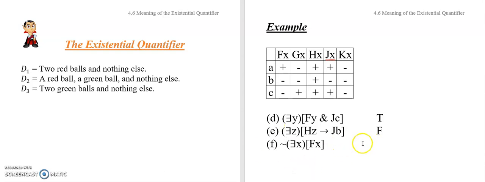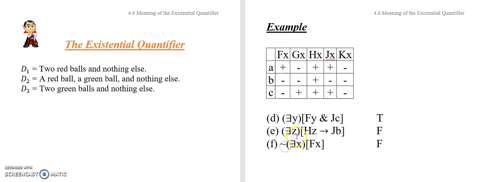So picture it without that pesky leading negation if it bothers you. But with the pesky leading negation, it says nothing is F. That's not true. At least one thing is F, namely the object A. So this statement is in fact false.